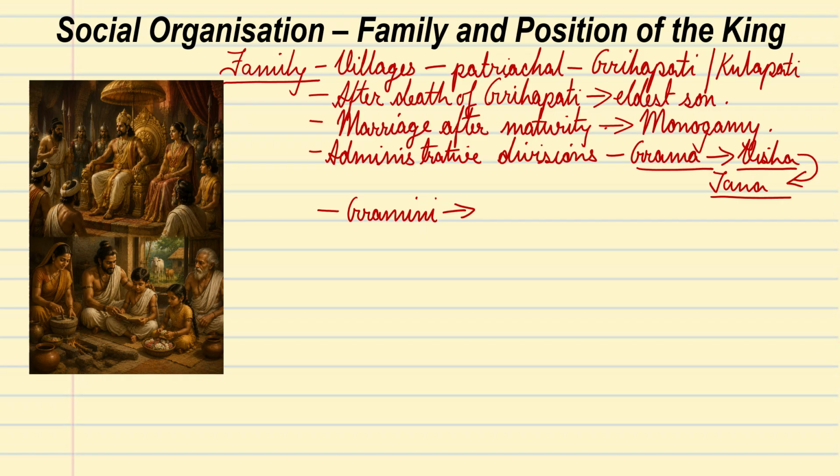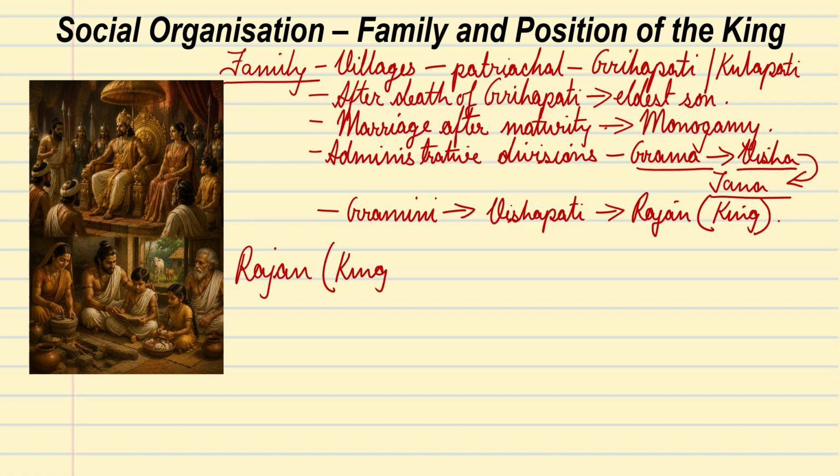Then came the Vishayapati. Then came the Rajan or king. So the king was the head of Jana. Now we will see the Rajan or king. What were the powers of the king or Rajan? The king ruled with the help of ministers. Several ministers helped the king to rule properly.